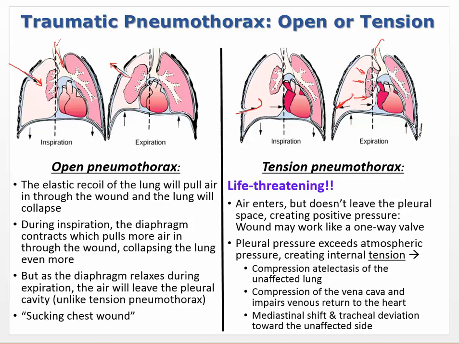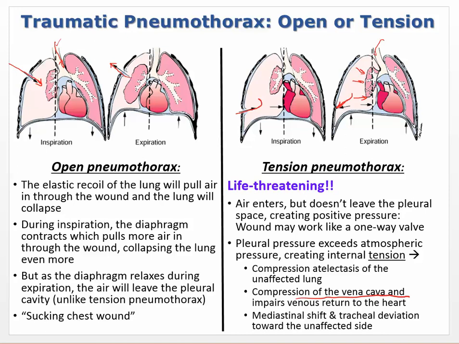Tension, it's creating tension on the other side, and probably more importantly, it's going to cause compression of the vena cava, which is your big vein that's going back to the right atrium, and impairs venous return to the heart. So now you're affecting the heart and the lung, and the lung on the other side. So mediastinal shift and tracheal deviation. The trachea is kind of curving over to the other side. That's the tension that we need to think about when we try to remember the difference between open and tension.